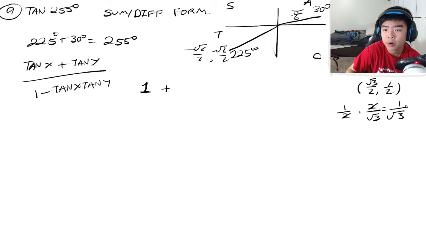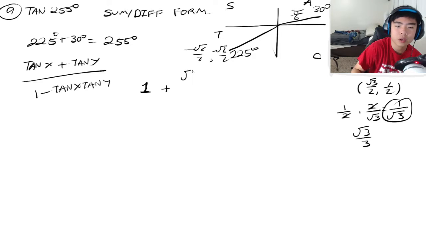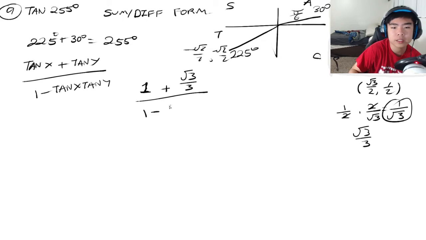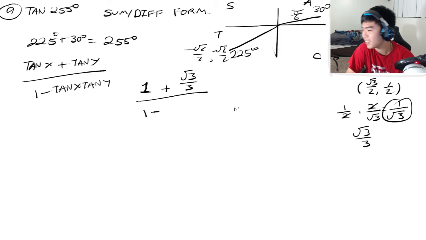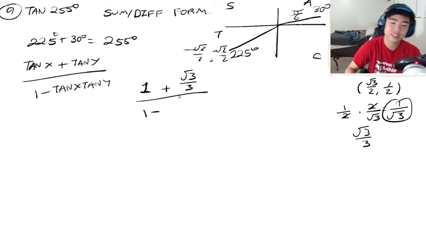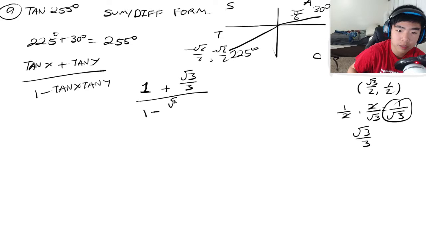You want to rationalize this, so you get rad3 over 3 for your tan. So 1 plus rad3 over 3, over 1 minus, again, rad3 over 3, because it's tan x times tan y. So 1 minus rad3 over 3, right?